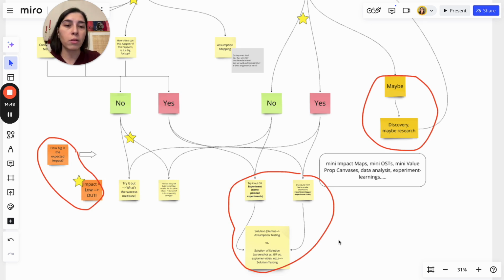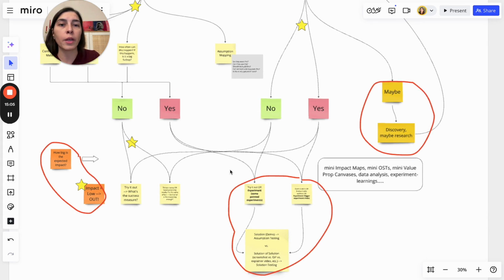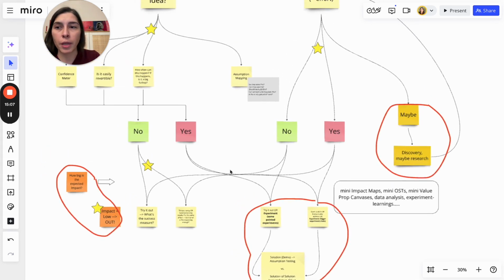And then run testing. So you can do lots of things. Or you might end up saying, okay, we need to do some data analysis to figure that out, whatever that is. Or you use the learnings from your experiment to iterate, right? But in these red spaces is where the magic happens with all the discovery activities.